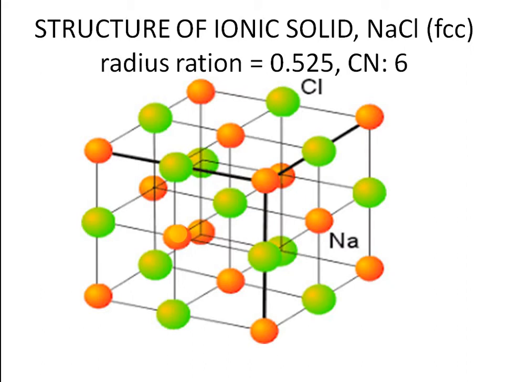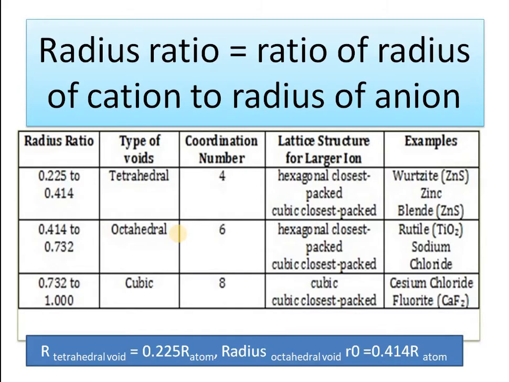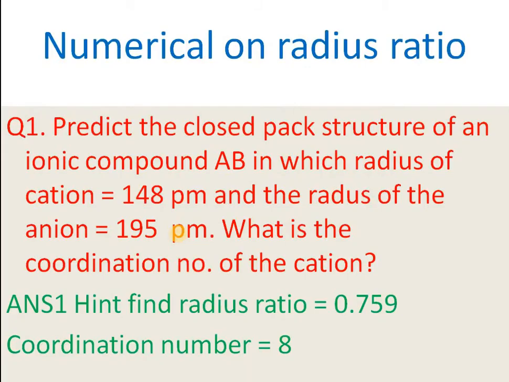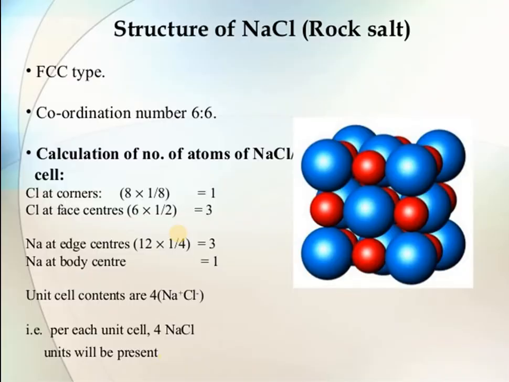Now here radius ratio is 0.25. So if you see the table, 0.5 to, so this will come under coordination number 6. So it means to say that each sodium ion is surrounded by 6 chloride ions, and each chloride ion is surrounded by 6 sodium ions. So this is the numerical, and the structure is FCC. So this is how we have to solve the calculations.